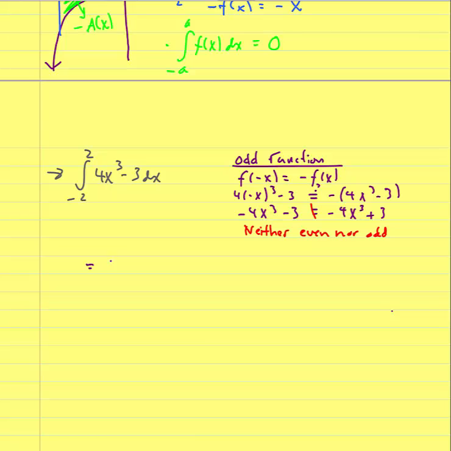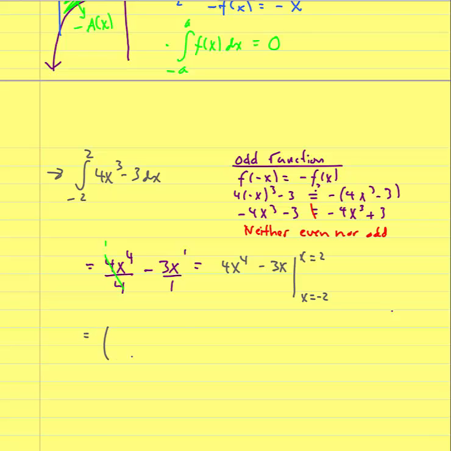So I'm just going to go ahead and integrate this. 4x to the fourth over 4, add 1, divide by the sum, minus 3x to the first over 1. And you don't have to put the first over 1; that's just a quick way that we can verify the steps that we used to integrate. So when I get done simplifying, I get 4x to the fourth minus 3x, and I'm going to evaluate that from x equals negative 2 to x equals 2.